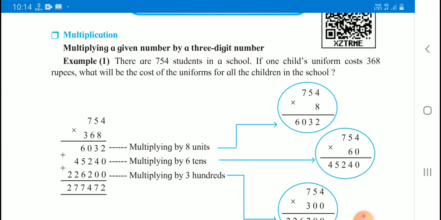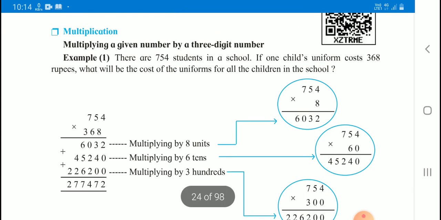There are 754 students in a school. If one child's uniform costs 368 rupees, what will be the cost of the uniforms for all the children in the school? So here we have to multiply 754 students multiplied by the cost of the uniform. It is 368.